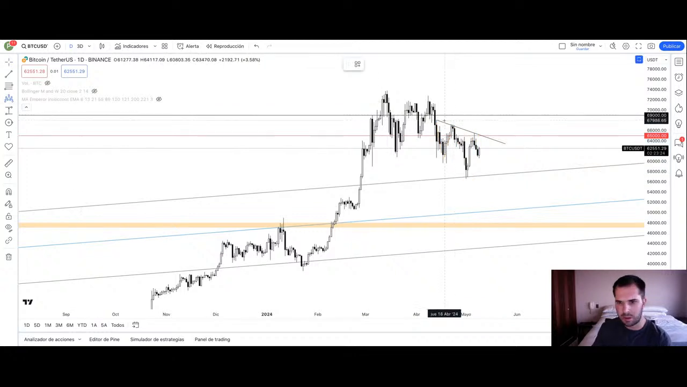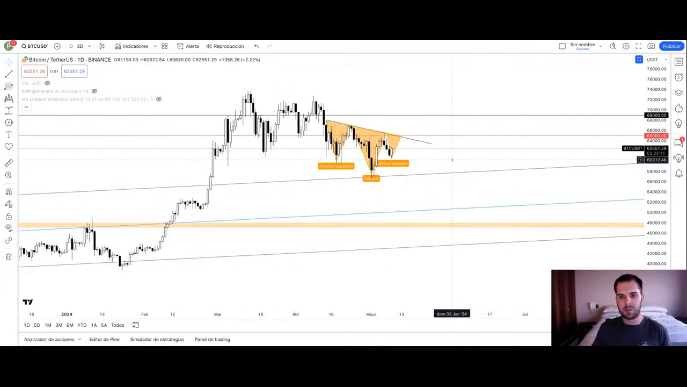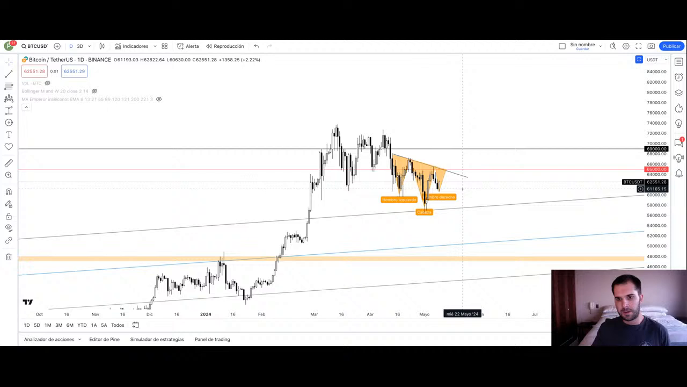I have to redraw it. So left shoulder there, the head, and the right shoulder here, with a potential inverse head and shoulders bottoming pattern. I think it's valid. I think it has some development yet to do. It needs to go and test the neckline in order to start maybe thinking about it.